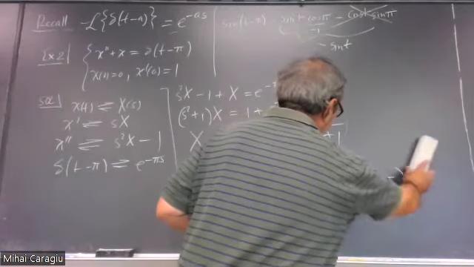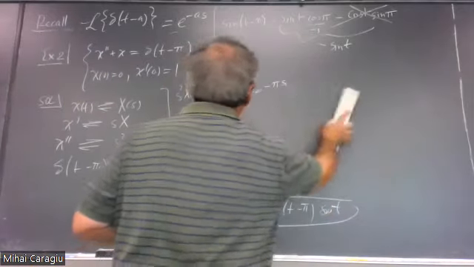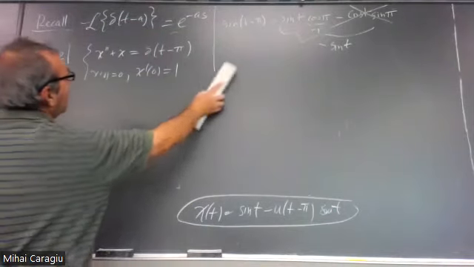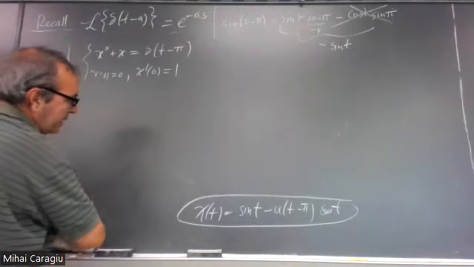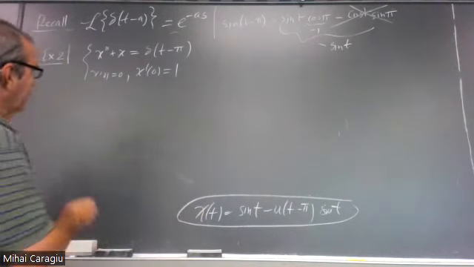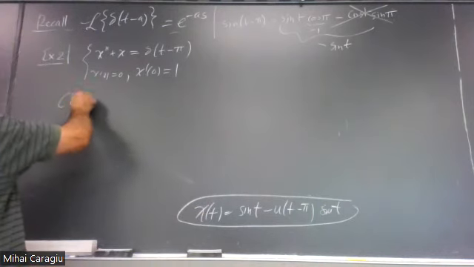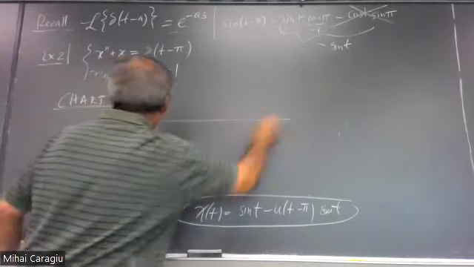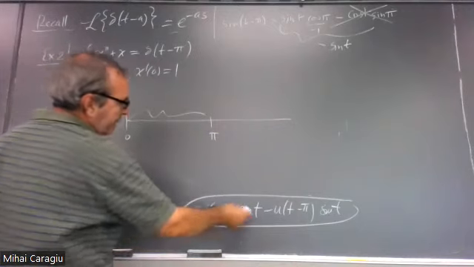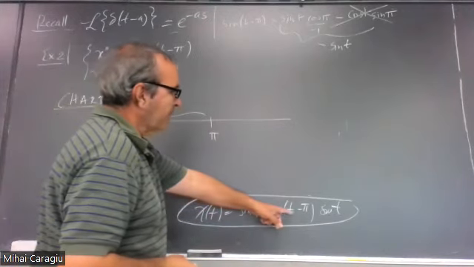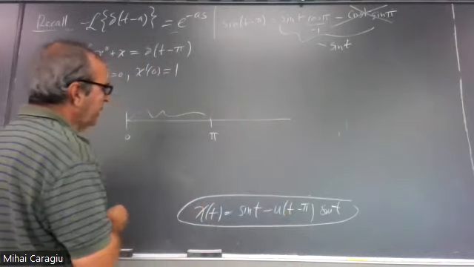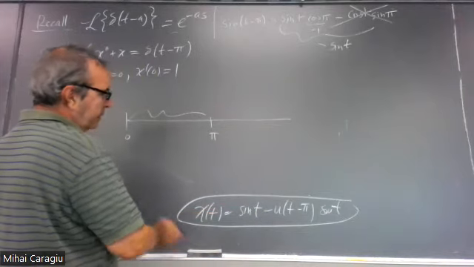Now let's do the chart, like we did yesterday. I want to keep this exercise. So this x of t, after doing some algebra, this is the x of t. So let's do the chart. Everything starts at 0. Between 0 and pi, we get sine t. So this jump didn't happen yet. u of t minus pi is a unit step function, 0 before pi and 1 after pi. So before pi, nothing happened, so just sine t.